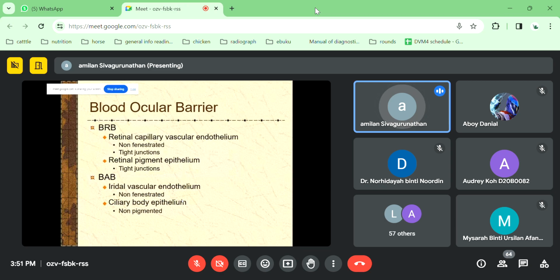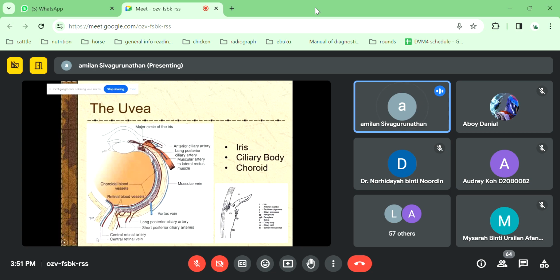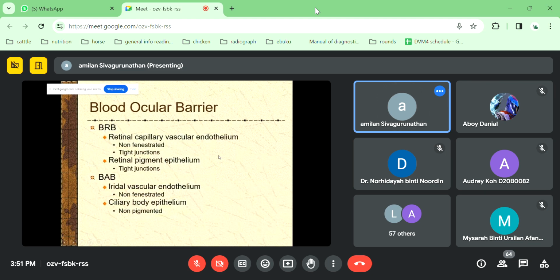The blood ocular barrier has two parts. We call them the blood retinal barrier and the blood aqueous barrier. So this is just like we mentioned, anterior and posterior. The barriers are also anterior and posterior, right? We have two types, and they play a vital role in protecting the globe from external factors, not just external from the body, but external from your immune system.